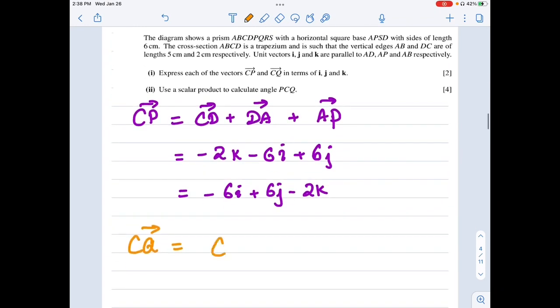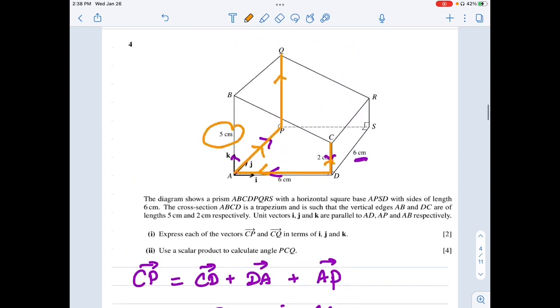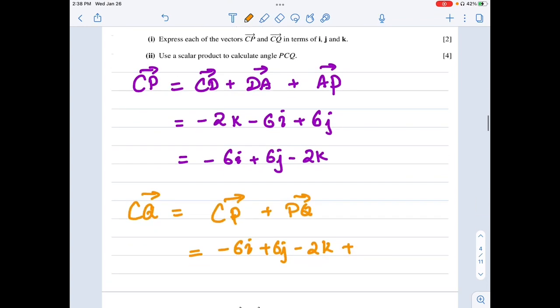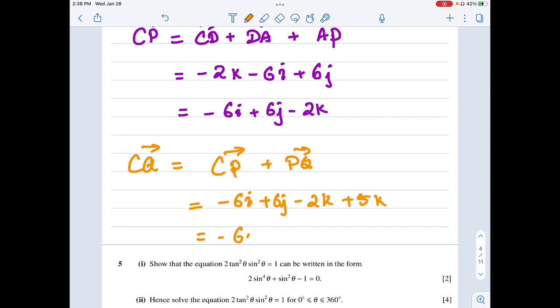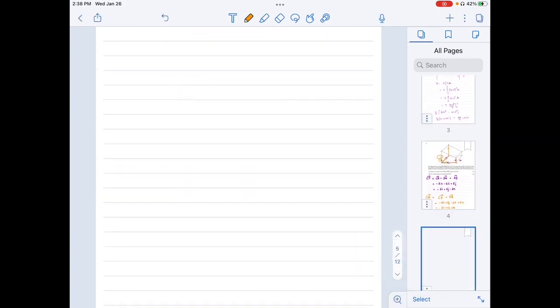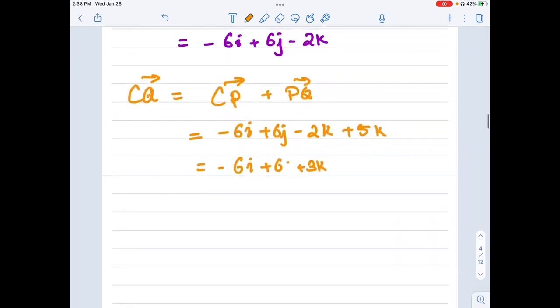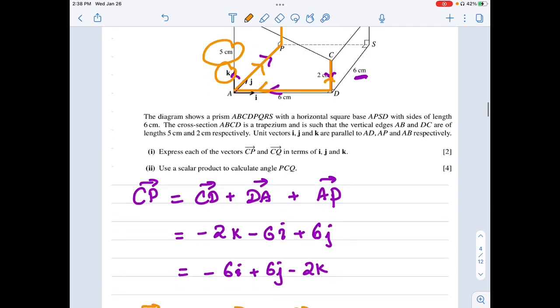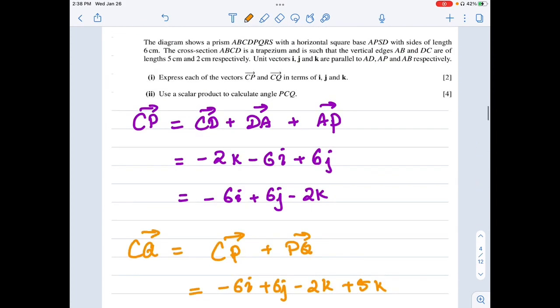So it is all the way CP plus PQ. CP is what we just got, minus 6I plus 6J minus 2K, plus PQ. You are going upwards 5 in the direction of K, so 5K. So it's going to be minus 6I plus 6J plus 3K. So that is CQ. Use a scalar product to find the angle PCQ.